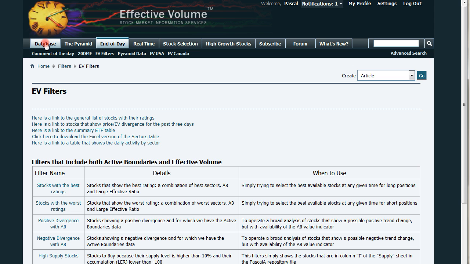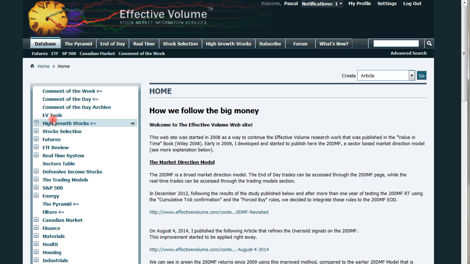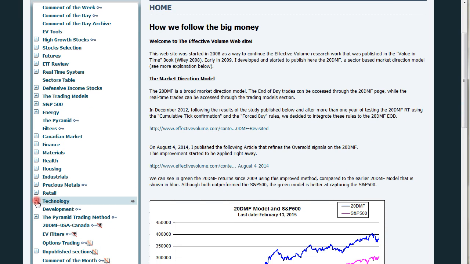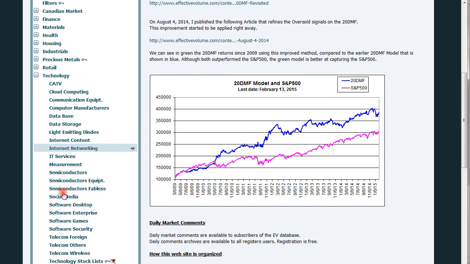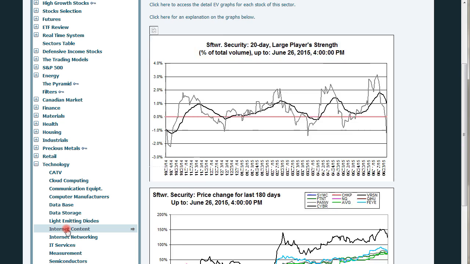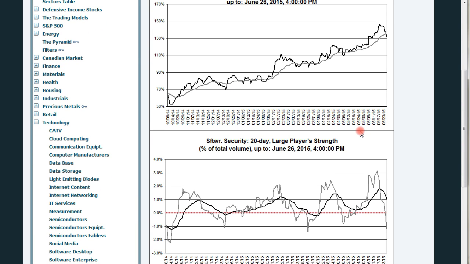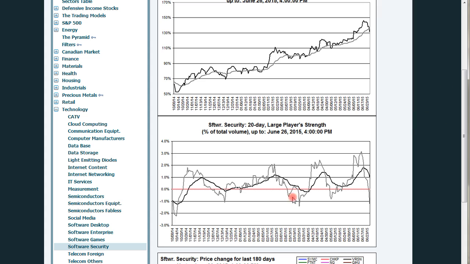So for example, let's go back here. I will go select database. The software security is inside of the technology, and here I click software security, and I can see that, okay, I will make it smaller. I can see that here really people have been selling. The price is pulling back. So you can see here that whenever people have been selling a lot, the price will snap back up. So these could be buying opportunities.